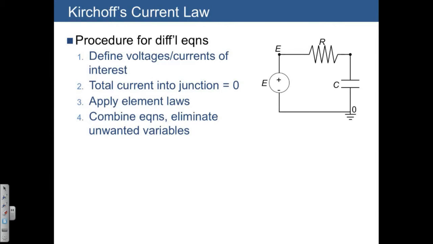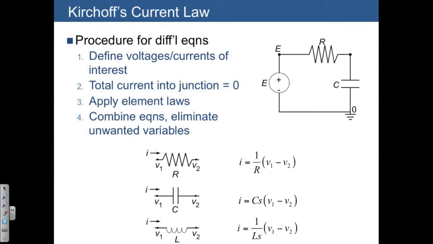Before we do our example, let's first recall what the element laws are. So we have 3 main elements: resistor, capacitor, inductor. And then I've written the element laws here relating current to voltage drop using the S notation. In other words, I equals C times S means C times the time derivative of the quantity V1 minus V2.